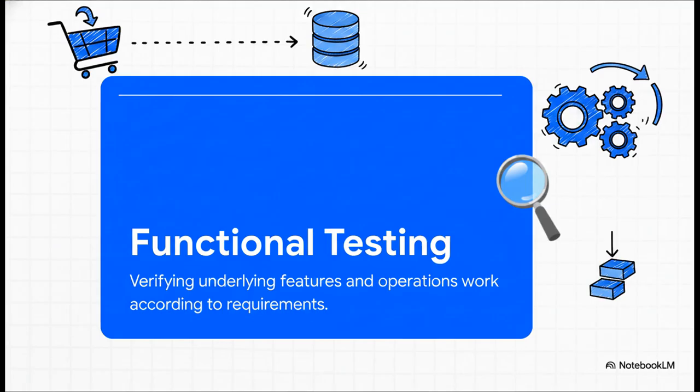Now contrast that with functional testing. Here, we are verifying that the application's underlying features and operations actually work according to the requirements. We're shifting our focus down to the hidden gears and the logic making the website actually run. If I click Add to Cart, does the database actually update? Does the inventory count decrease? You see, it's not about how the button looks, but what the button actually does.